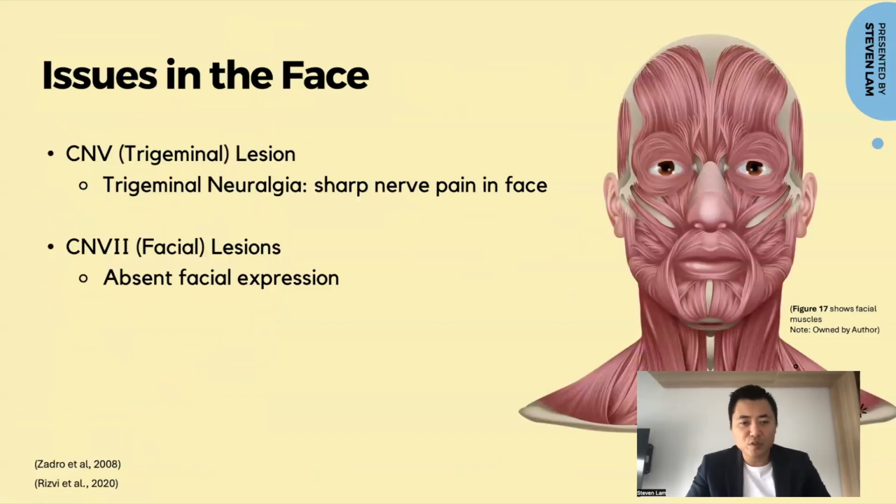Okay, so you also get issues in the face. Now, the face has a trigeminal nerve there, so cranial nerve number 5 allows you to feel things. So you get trigeminal neuralgia if there's lesions there, causes sharp pain in the face. But you also have cranial nerve number 7, which is the facial nerve, and the facial nerve controls all the muscles of the face. And if you can't control those, then you don't get any facial expressions. So you can't smile and you can't frown, for example.